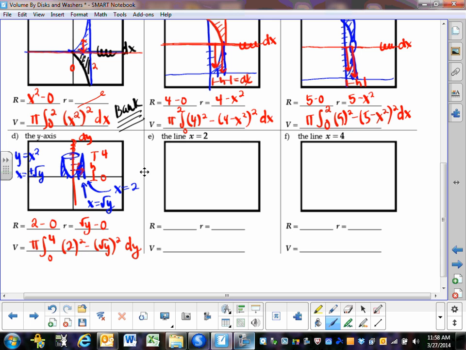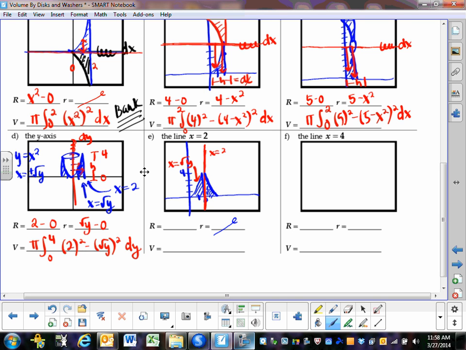Now if we're going to rotate our shape around the vertical line x equals 2, then we're actually not going to have a gap this time. We have x equals 2. We have x equals the square root of y, just this part. And when we reflect our space over, we don't actually have a gap, so we don't have an inside radius.